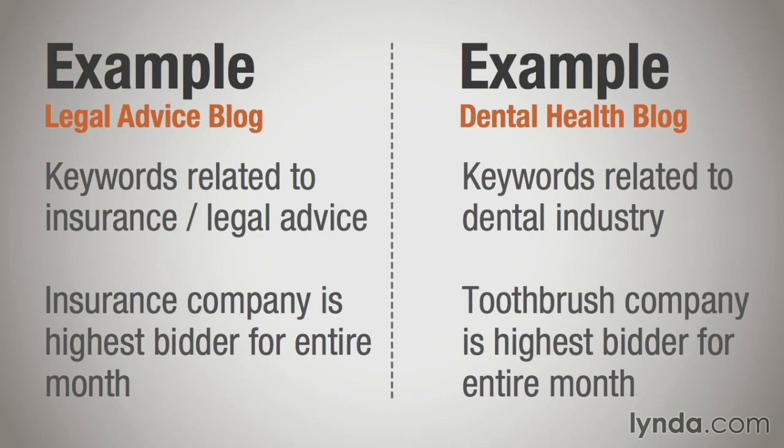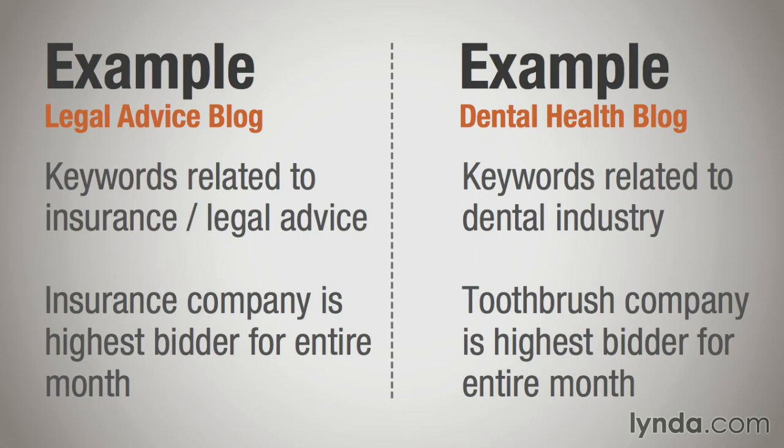Because advertisers only want to be displayed on websites that are relevant to their target market, the insurance company's ad will probably bid for the spot on the legal advice blog, and the toothbrush company's ad will probably bid for the spot on the dental health blog. Both advertisers will probably be bidding against other advertisers in the same industry with similar bid prices.